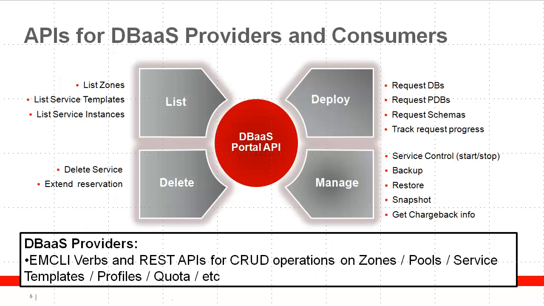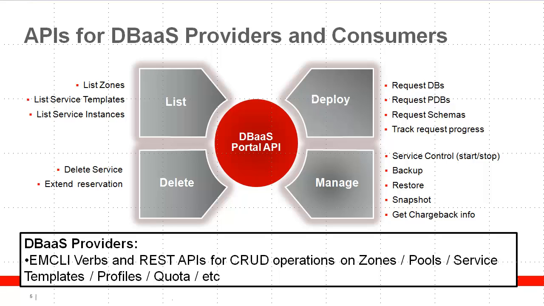So typically we deal with two classes of users. There are the DBS providers and then there are the DBS consumers. Providers are the class of users who administer and set up the infrastructure required to provide databases via a cloud portal or in a self-service fashion. So they are the typical cloud architects, the DBAs, etc. For this class of users, we offer EMCLI, which is our own command line interface, or RESTful APIs. And you can perform CRUD operations on zones, pools, service templates, etc. All the concepts that you have to use to set up database as a service.